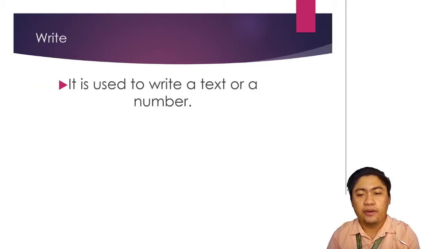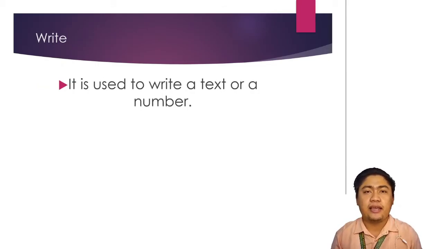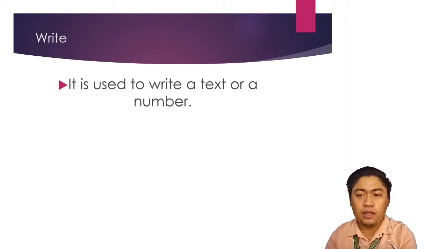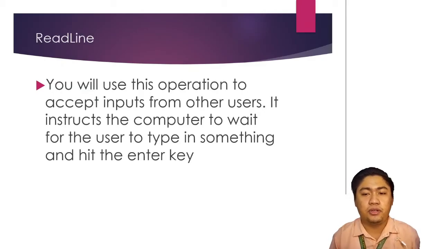Now, the write operation is used to write a text or a number. Unlike the write line, this will not append a new line character, which means anything written to the text window after this call will be on the same line. You will use the read operation to accept input from users. It instructs the computer to wait for the user to type in something and hit the enter key.